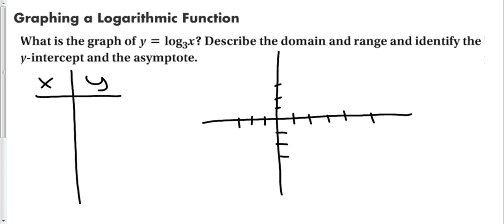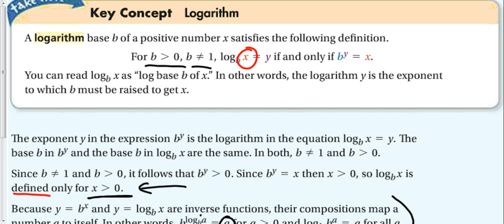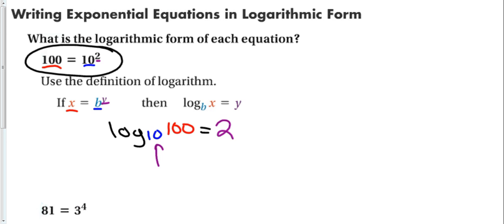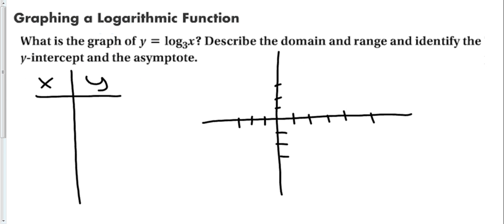Now x has to be, remember our definition from way back over here, x must be greater than 0. So when I start plugging numbers into this, if I plug in -1, -2, 0, any of those, they're not going to work because x has to be greater than 0. So let's start with 1. What power do I raise 3 to get 1? The answer is 0.